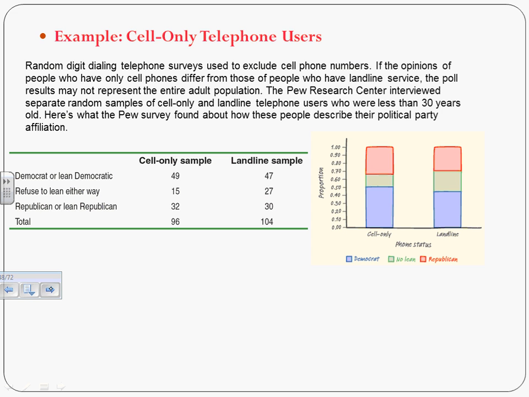All right, random digit dialing telephone surveys used to exclude cell phone numbers. If the opinions of people who have only cell phones differ from those of people who have landline service, the poll results may not represent the entire adult population. The Pew Research Center interviewed separate random samples of cell-phone-only and landline users who were less than 30 years old. So here's what they found about these people.